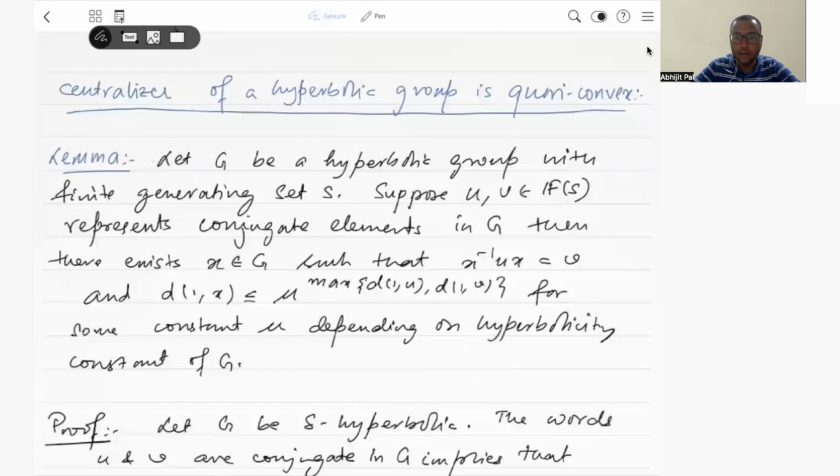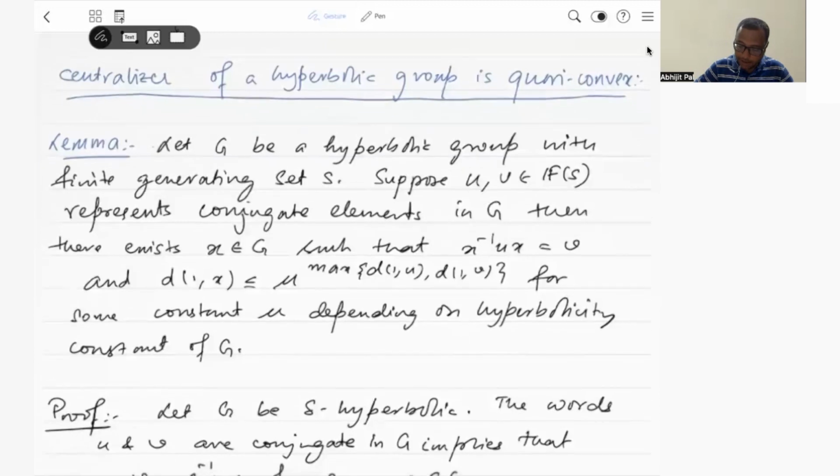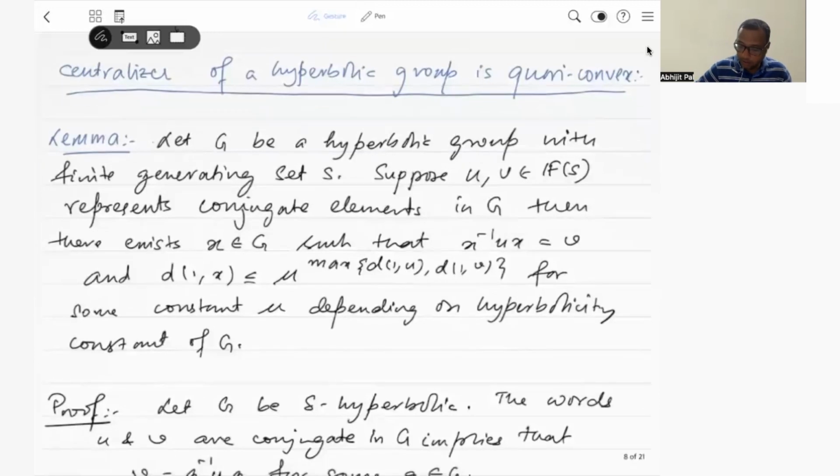In the last lecture, we have learned about quasi-convex subgroups. In this lecture, we'll prove that the centralizer in a hyperbolic group is a quasi-convex subgroup. So let us begin with this lemma, which states the following. Let G be a hyperbolic group. Therefore, it will be a finitely generated group. Let us take S to be a finite generating set of that group G.